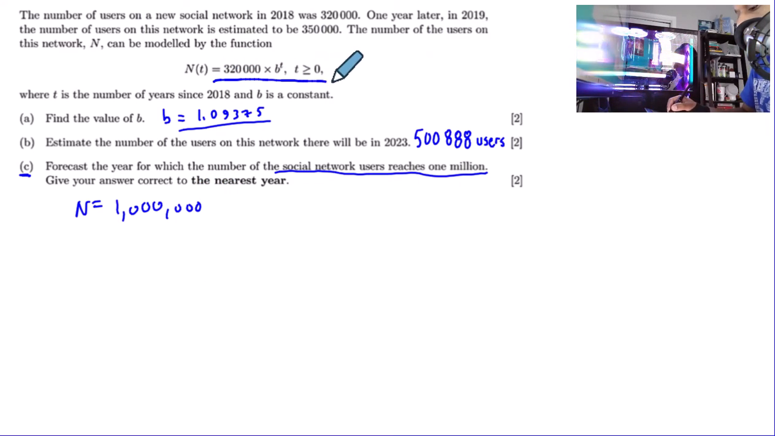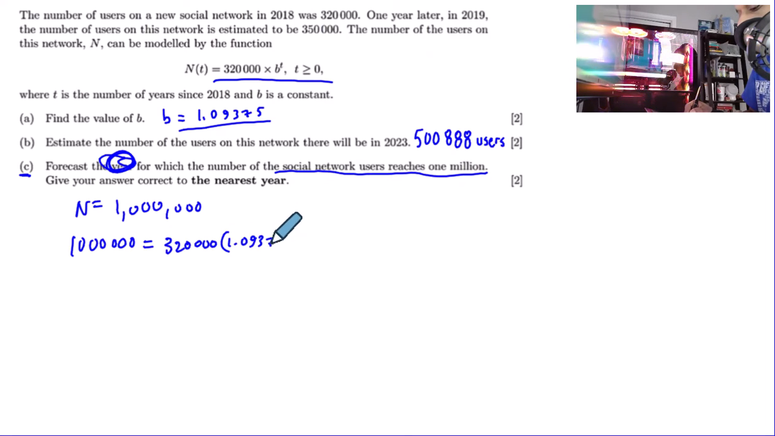Use your equation here to figure out how many years, forecast the year, how long it will take to reach 1 million. So my equation looks like this. 1 million equals 320,000 1, 2, 3, multiplied by, remember we found B, 0.09375 to the power of T. See, we're trying to find T. So already I hope you know what to do first.